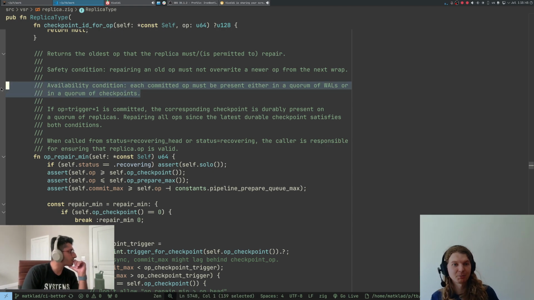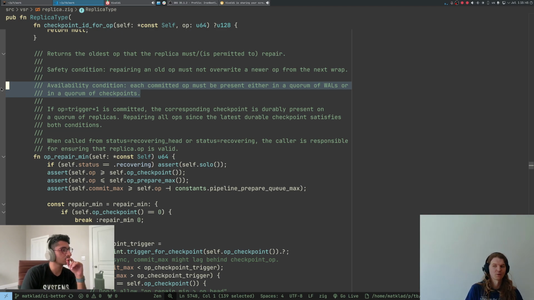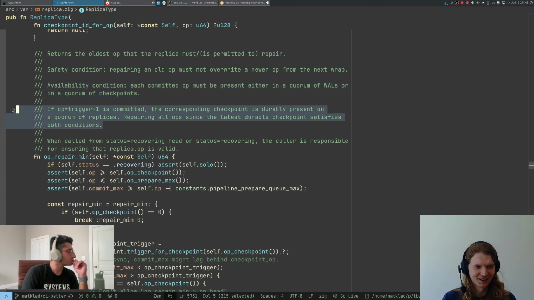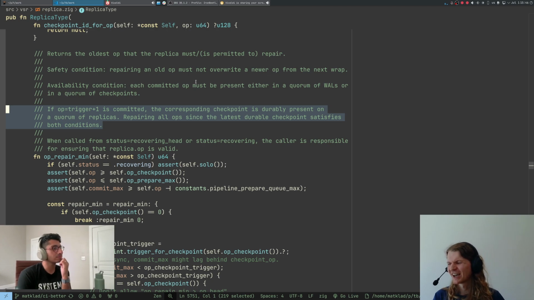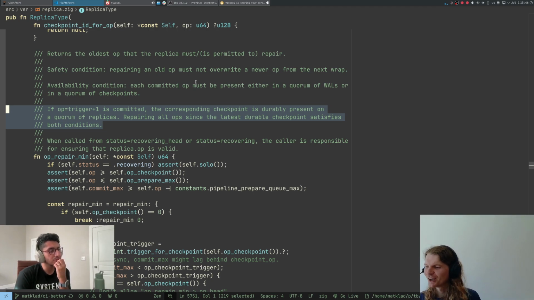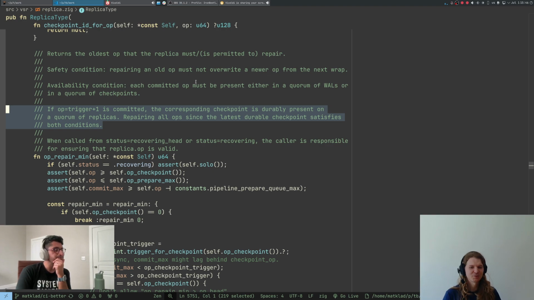And this is part of the comment which I believe is correct. Availability condition: each committed op must be present either in a quorum of write-ahead logs or in a quorum of checkpoints. This is what we are trying to enforce. And this is the actual bug, this single paragraph, single logical inference, which of course was written by me and which is just flatly wrong. Or maybe actually, I think it used to be true before. I think it's even worse.